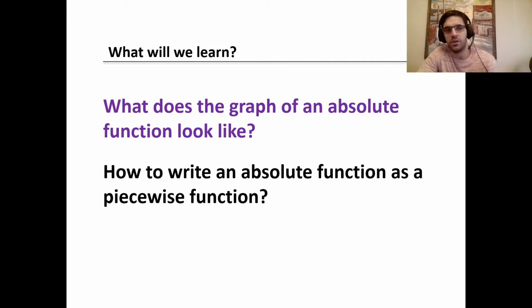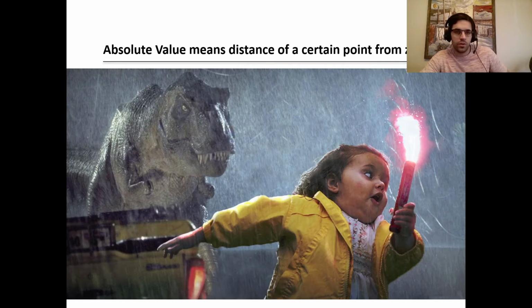What we will learn in this video is what the graph of an absolute value function looks like, how to write an absolute value function as a piecewise function, or what even a piecewise function is. If you recall from the last video, absolute value means distance from a certain point, 0. So if Mr. T-Rex is point 0, you don't care where you are, you care about your distance from point 0. An absolute value is the same thing, how far away.